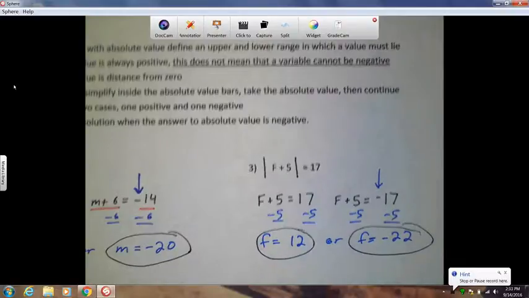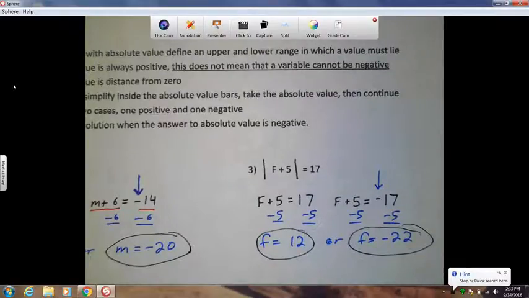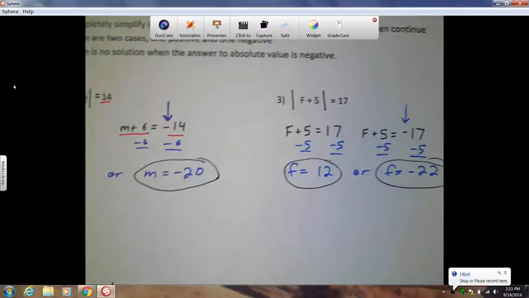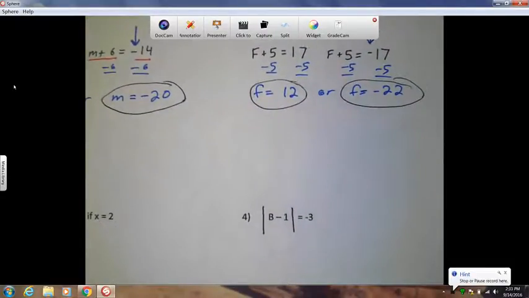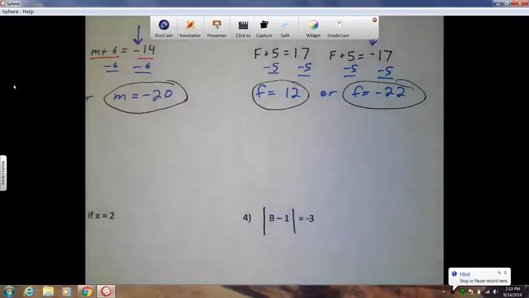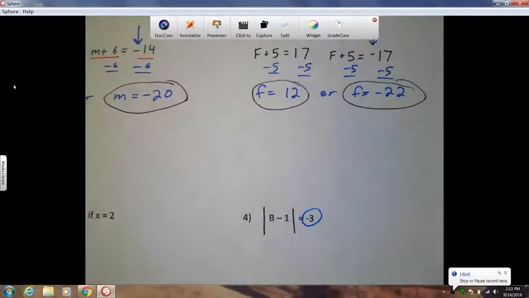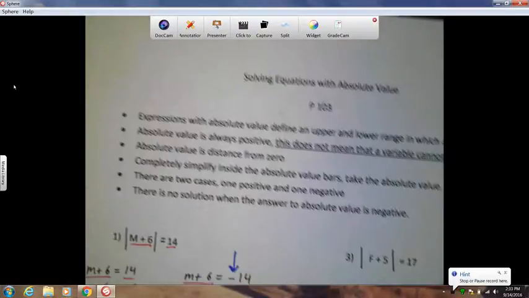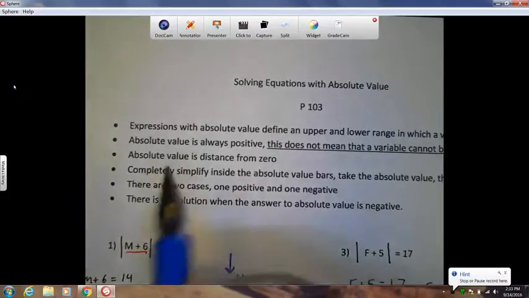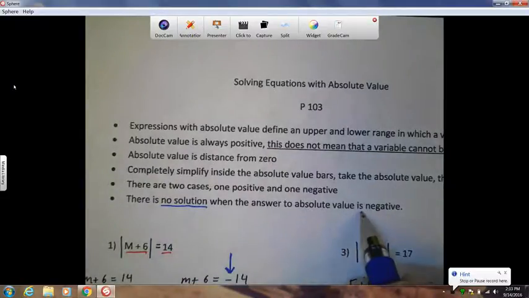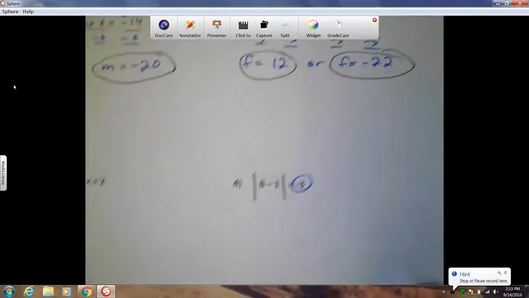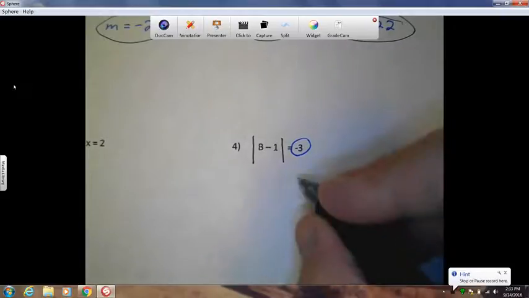Alright, let's move on. I'm going to go to number 4, and then I'll go back to number 2. Okay, so number 4 looks like this. First thing I want to check, is the answer to the absolute value negative? And the answer to that is yes. That's a negative number. I cannot have a negative absolute value. So, you should know when the answer to absolute value is negative, it's no solution. There is no two cases because I can't do it. It's not possible. Write no solution, and I go to the next one.